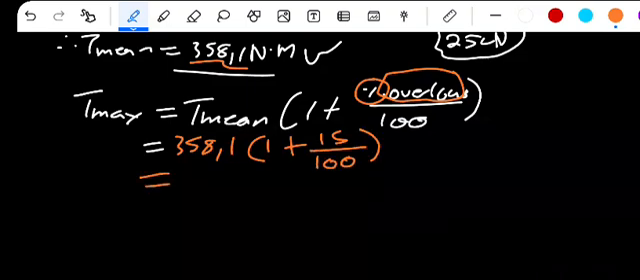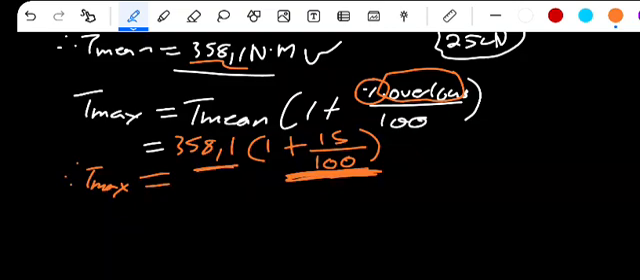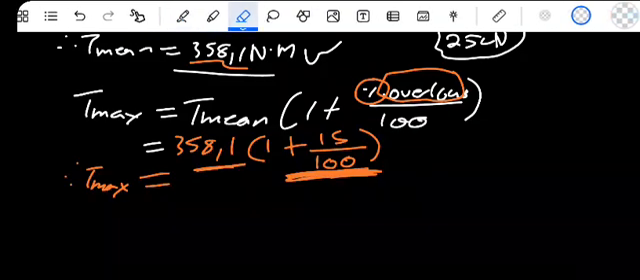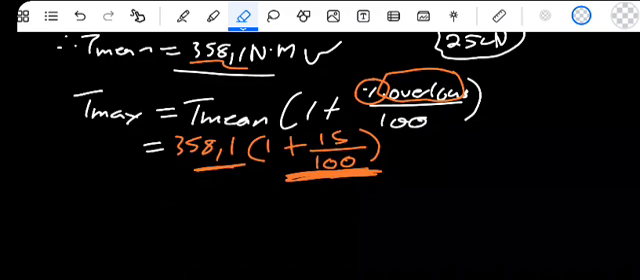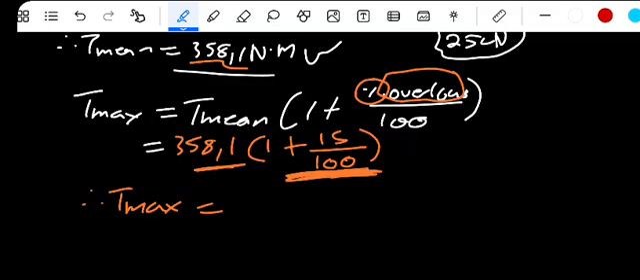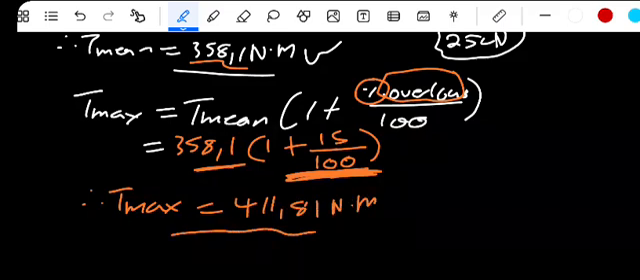Then punching this on your calculator, you'll get the maximum torque. You can also multiply it out separately, but that's a waste. You can simply put this on your calculator straightforward. This will be 411.81 Newton meter. That is it.